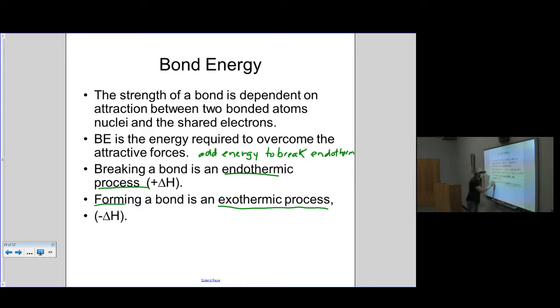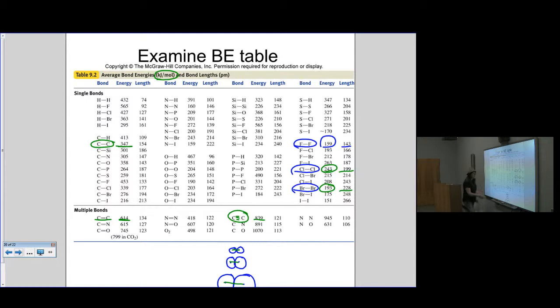Now that's important because you're going to have to fix your signs based on what you're breaking or forming. Because notice that in this table, every single value for your energy here is positive. There's no negative value in this bond table.